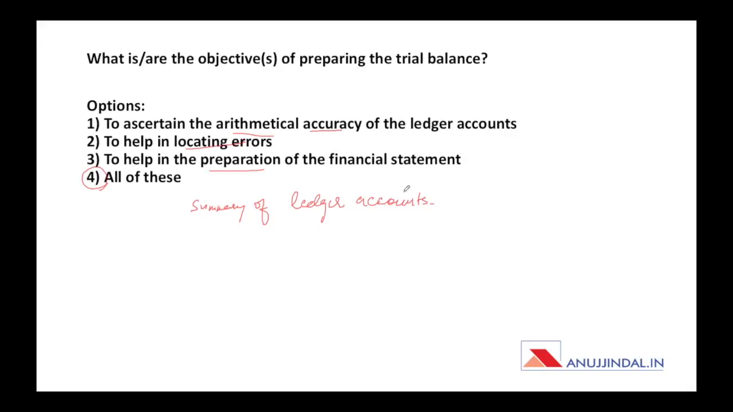When we talk about trial balance, we will be discussing all these objectives in detail and understand what are the meanings of these objectives, because they are lengthy concepts and without understanding the basics of ledger accounts, journal accounts, subsidiary books, and then trial balance, it's very difficult to understand the meaning of all these objectives. So the answer for this one is all of these.